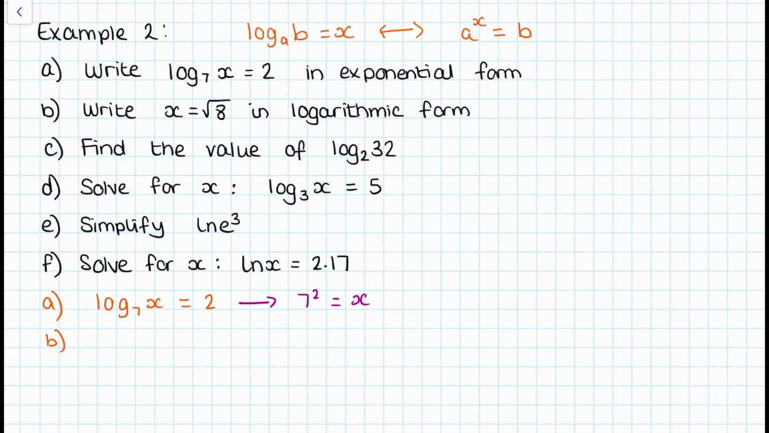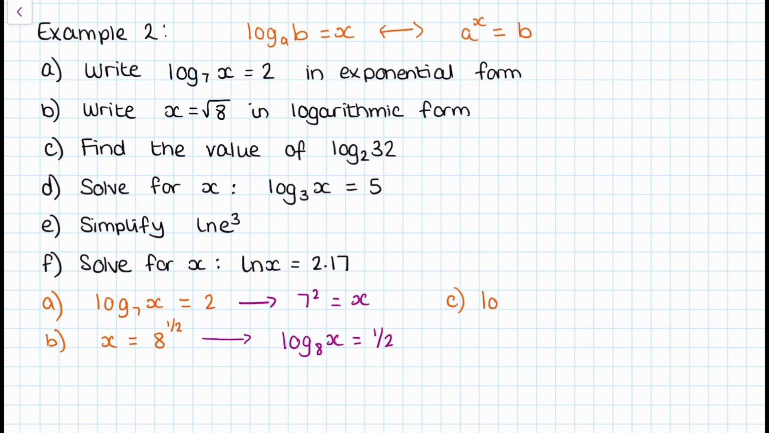Part B, write x equals the square root of 8 in log form. So the first thing with this, what we would want to do is write it without the square root, so it'll be 8 to the power of a half. And now we're just doing what we did before, but the opposite, we're going in the opposite direction. So 8 is the base. We will have log base 8 of x equals a half.